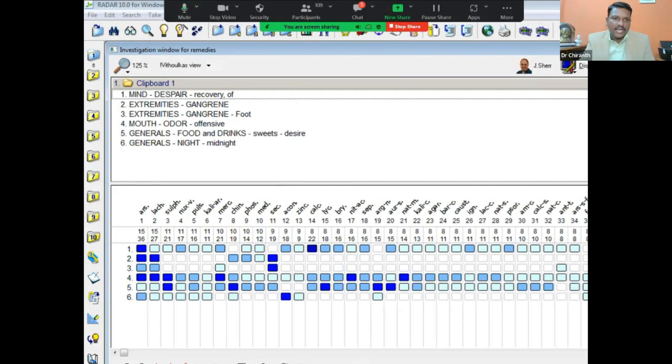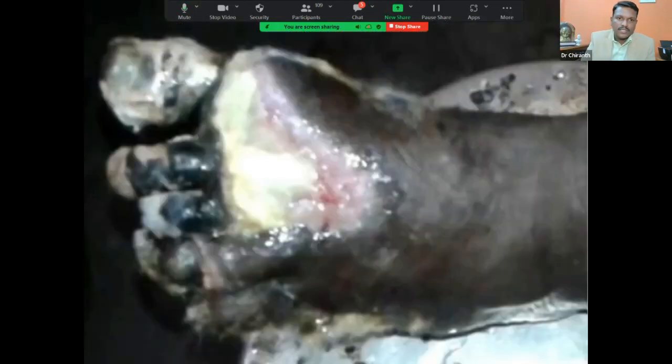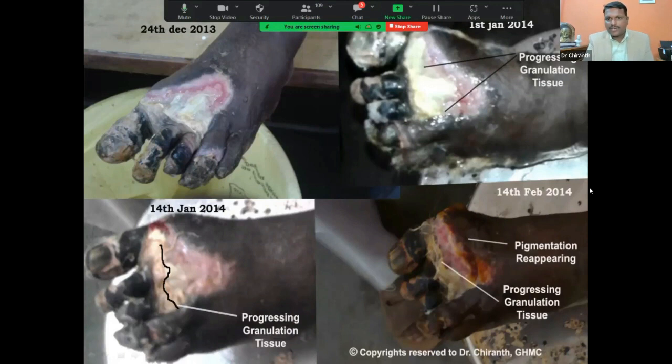After this, Arsenicum album stood out. You can see the progression in the tissue, the pink tissue, which has progressed here. And date-wise, you can see the improvement. The wound dried. After drying, in the 4th week, you see the pigmentation also reappearing. And there are some 3 fingers which are completely black.